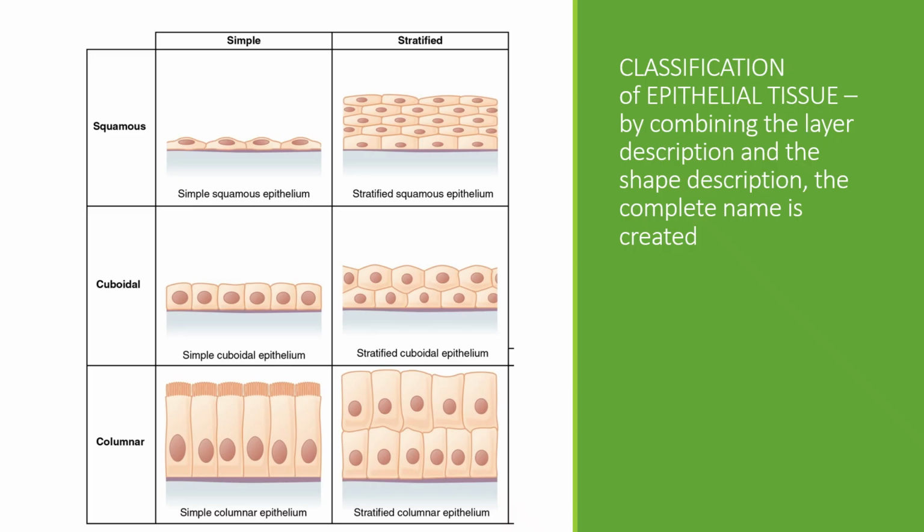Let's try another one. Let's say you have multiple layers of cube-shaped cells. What do you think you would call that? Stratified cuboidal epithelium. What if you had a single layer of rectangular shaped cells? Simple columnar. Okay?